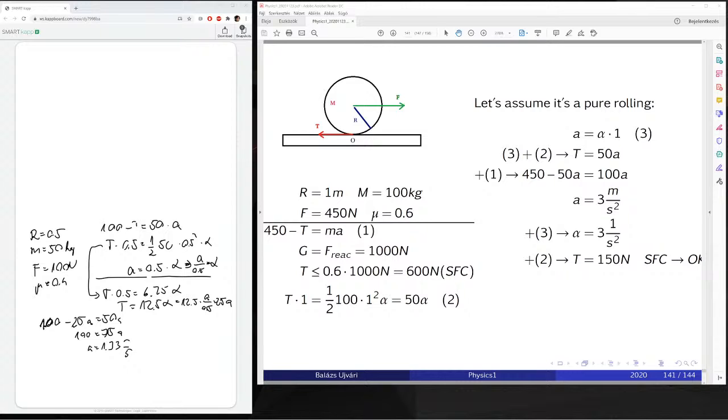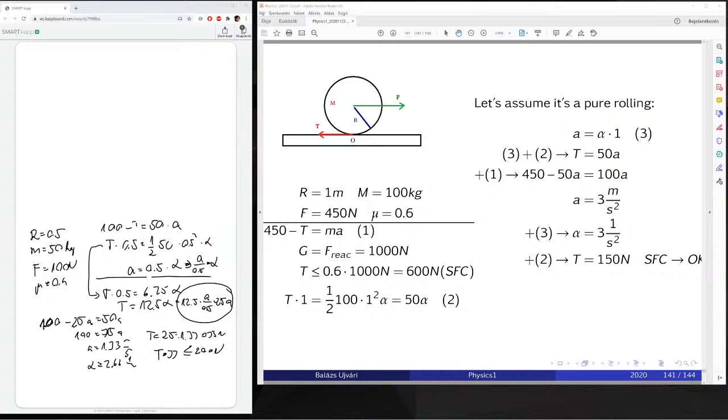All right, I missed it here. Dividing by 0.5 is not multiplying by 0.5. So alpha equals 2.666 1 over second squared, and T will be 25 times 1.33, which is 33 Newton, but it's still 33 smaller than or equal to 200 Newton. So this is pure rolling. Thanks for your patience.